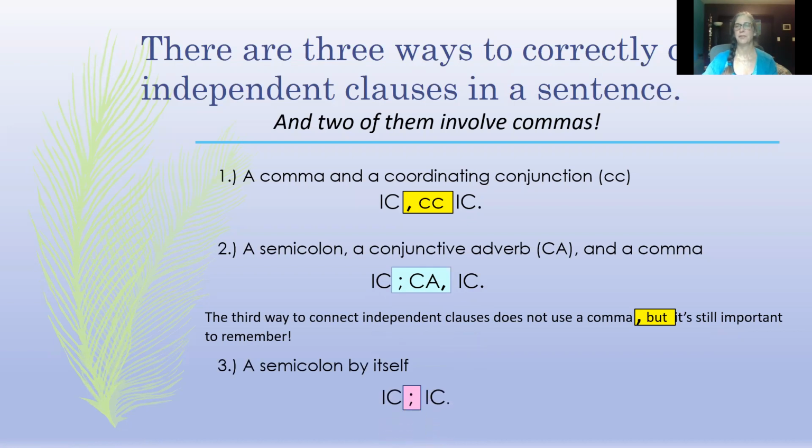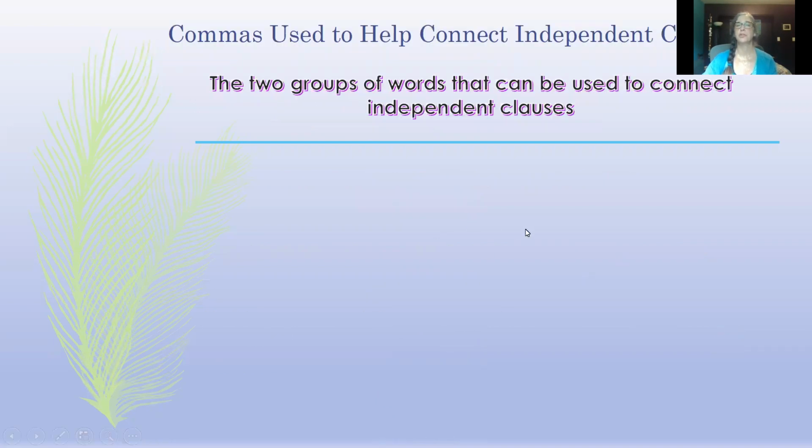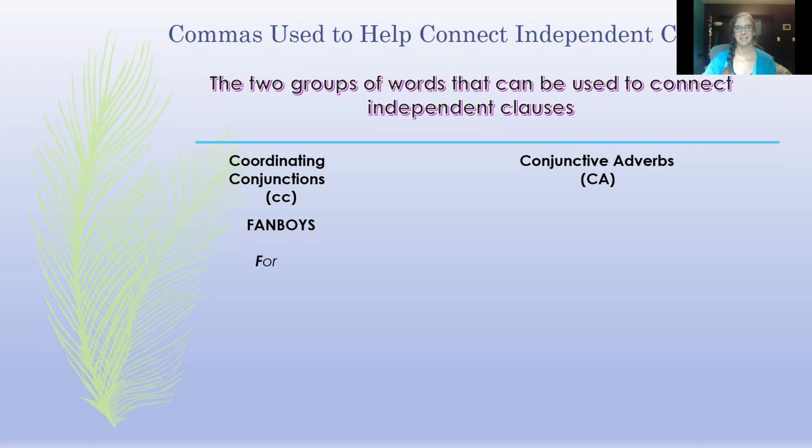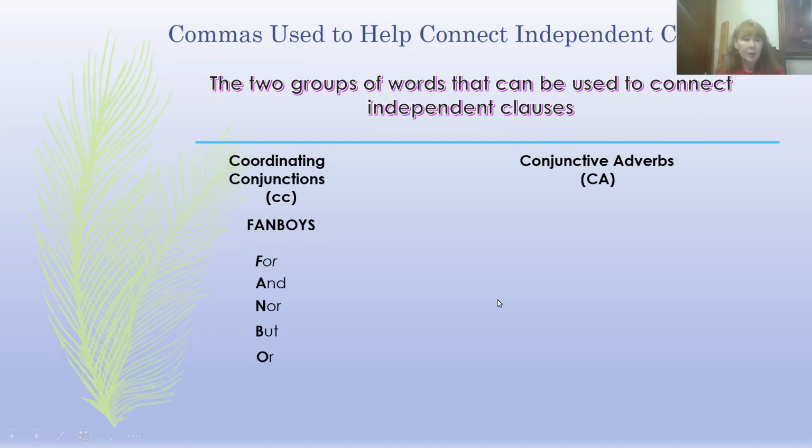All right, just a little review before we move into this. So the 2 groups of words that can be used to connect independent clauses are, remember your FANBOYS? Let's see if we can say them together, Joey. Okay. F stands for For. A stands for And. N stands for Nor. B stands for But. O stands for Or. Y stands for Yet. And S stands for So.